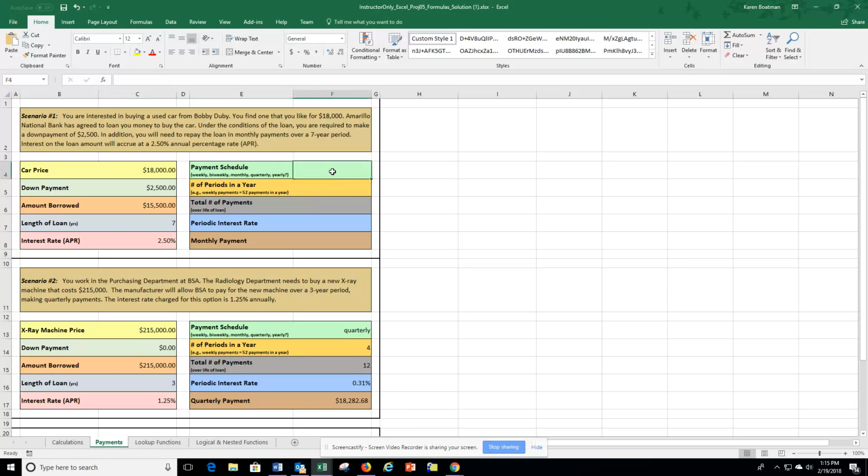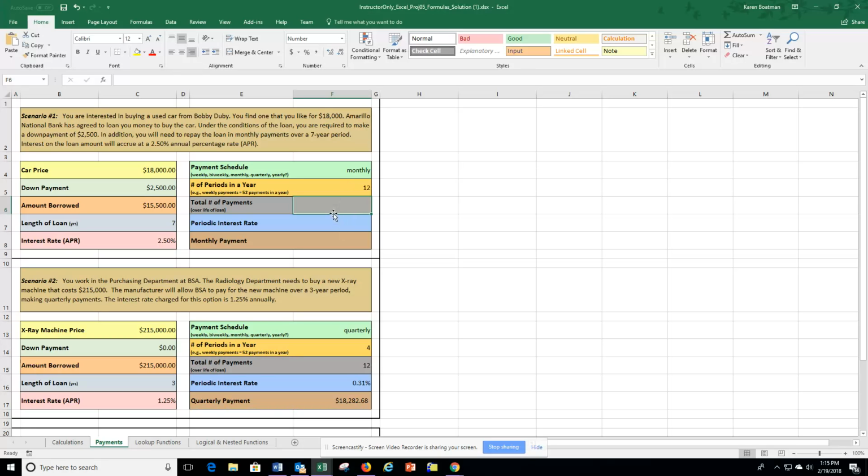So our payment schedule. We know that we're buying this car, and it did tell us in our scenario that we're going to be making a monthly payment. So I'm just going to type in monthly payment. Okay. Now, number of periods in a year. So, how many payments are we going to make in a year? Well, since we're making it monthly and there's 12 months in a year, we know we're going to make 12 payments per year.